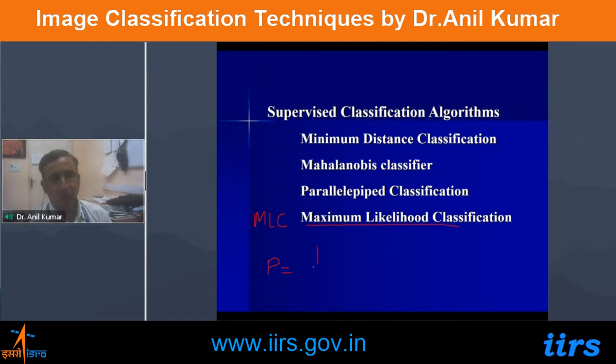P, probability, will be 1 upon (2 pi) to the power n by 2, mod of A inverse, then e to the power minus 0.5, (xi minus x bar) to the power t, that is transpose, A inverse (xi minus x bar).